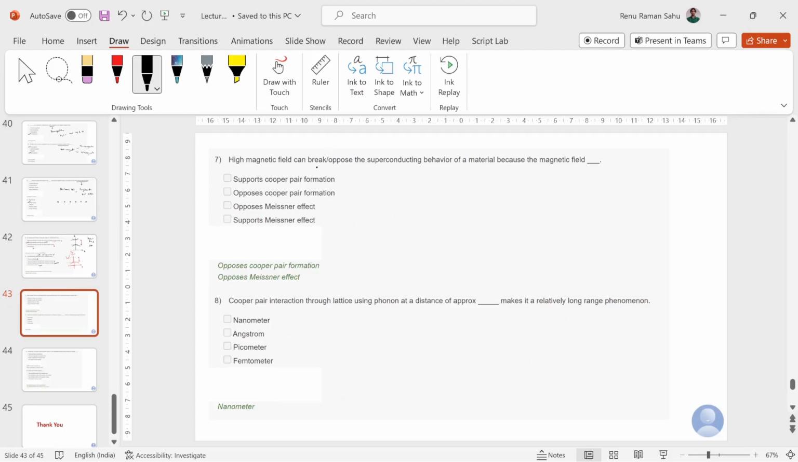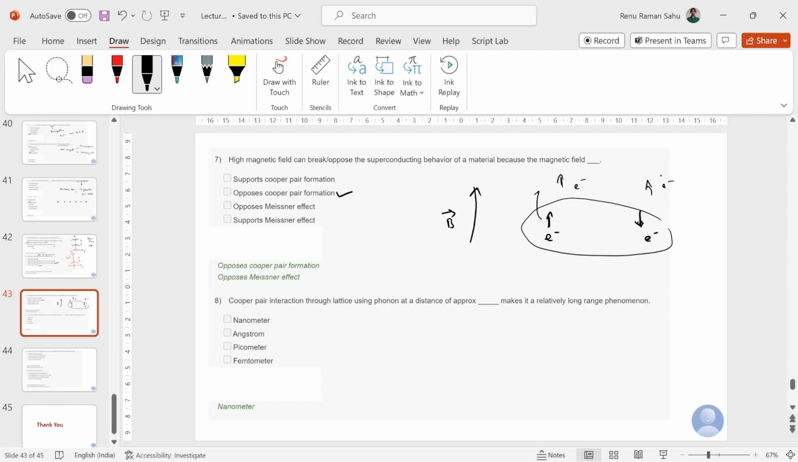A high magnetic field can oppose or break the superconducting behavior of a material because the magnetic field opposes the Cooper pair formation. Suppose you have a magnetic field and a Cooper pair; the spins have to be opposite for it to be a Cooper pair. But if the magnetic field is strong enough, this electron is happy because it is in the direction of the magnetic field, but this electron will be forced to flip its spin in this direction. When you have the spins in the same direction, these are no longer a Cooper pair.